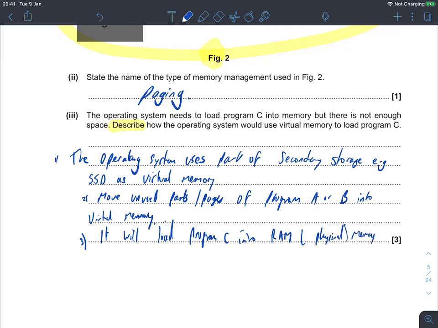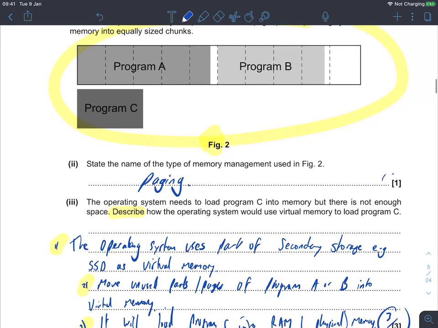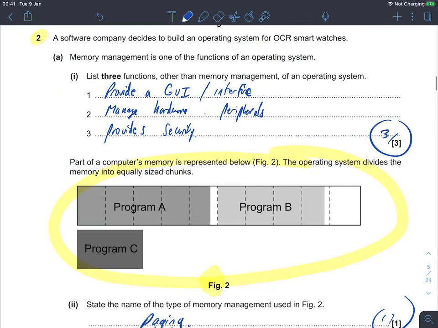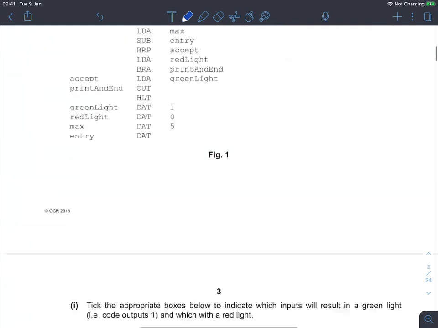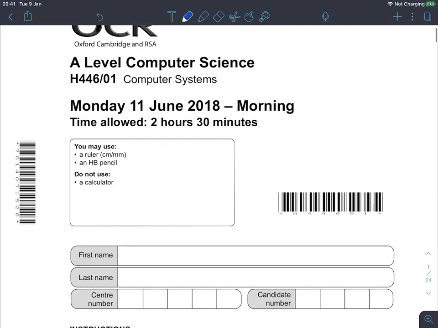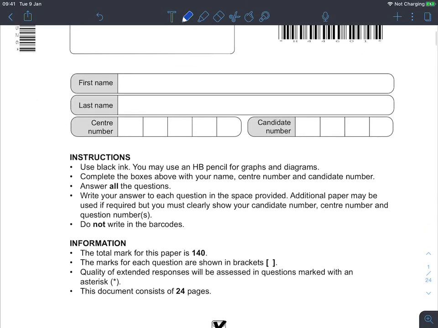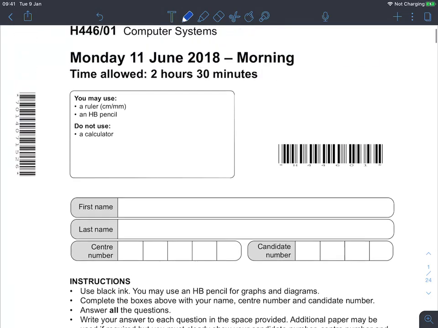And of course you'll get 1 mark for each of these points, and obviously that's 3, and then that's 4, so it's about 7 marks. If we go back up here and look at the question, that's 7 marks out of 140, so just part of the bigger scheme of things.